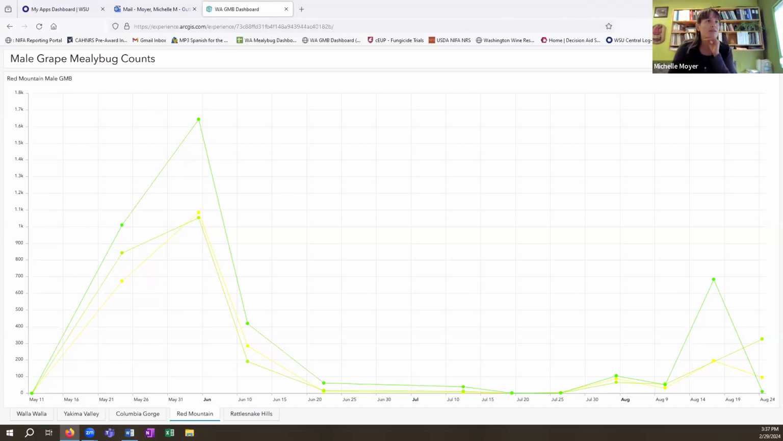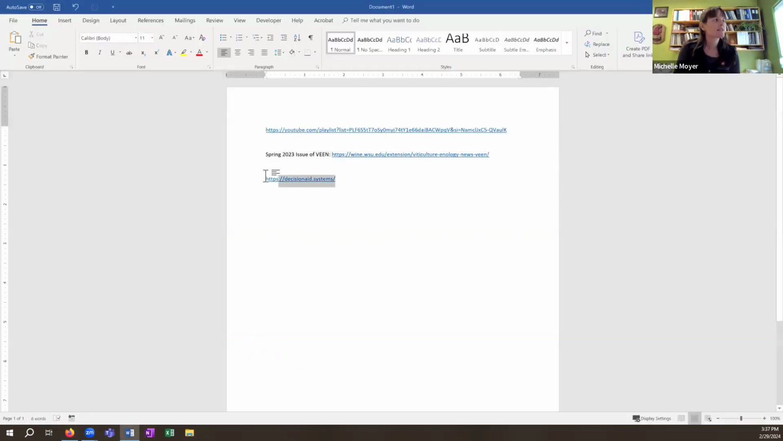in a request through the Washington State Grape and Wine Research Program to fund the development of a grape decision aid system. For those of you who are not familiar with that, it's a very commonly used system in tree fruit here in Washington. I'm going to put a link to the tree fruit decision aid system here in the chat box. But what we are planning to do with that, it's a platform, right? So it costs money to build and launch.